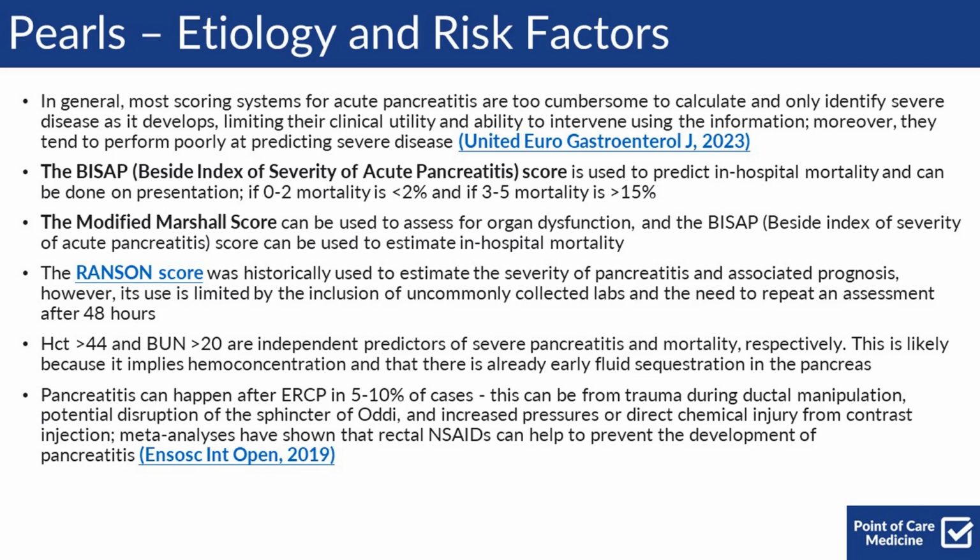The Ranson score was historically used to estimate the severity of pancreatitis and associated prognosis. However, its use is limited by the inclusion of uncommonly collected labs and the need to repeat an assessment after 48 hours. A hematocrit over 44 and a BUN over 20 are independent predictors of severe pancreatitis and mortality, respectively. This is likely because it implies hemoconcentration and that there's already early fluid sequestration in the pancreas.